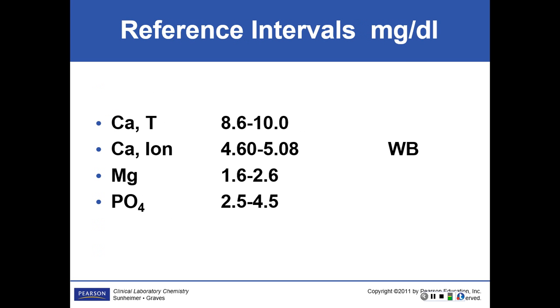Here are your reference intervals. Note your ionized calcium portion is performed on whole blood, whereas the others are performed on serum or plasma. Remember, calcium is used in several anticoagulants, so you would not want to use those for calcium measurement. We usually use heparin if we need the whole blood or a plasma specimen for our mineral testing.